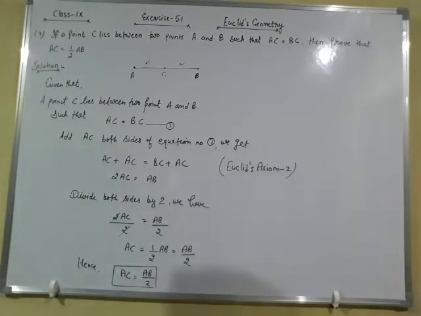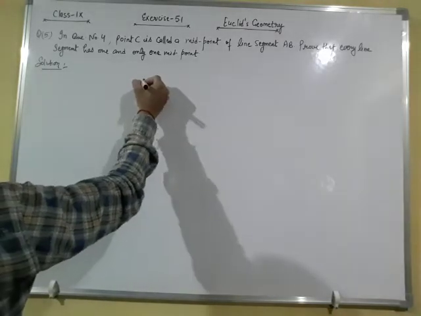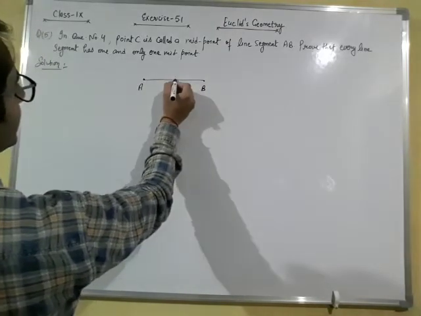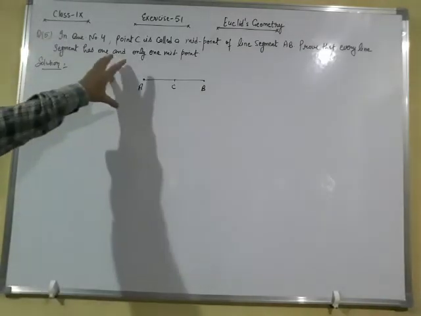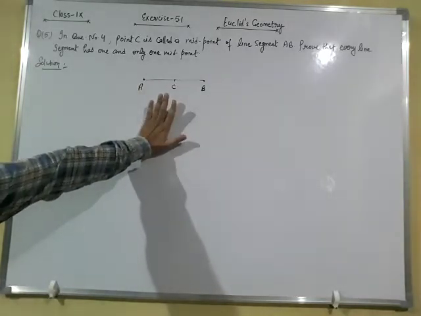Now we will move on to question number 5. Yes, this is your question number 5. You can also read it from your book. In question number 4, point C is called a midpoint of line segment AB. Prove that every line segment has one and only one midpoint. In question number 4, what is given to us? Point A and point B joined AB, and it is given that C is the midpoint. Okay. Now in question number 5, they are asking that point C is called a midpoint of line segment AB, right? It is given to us.